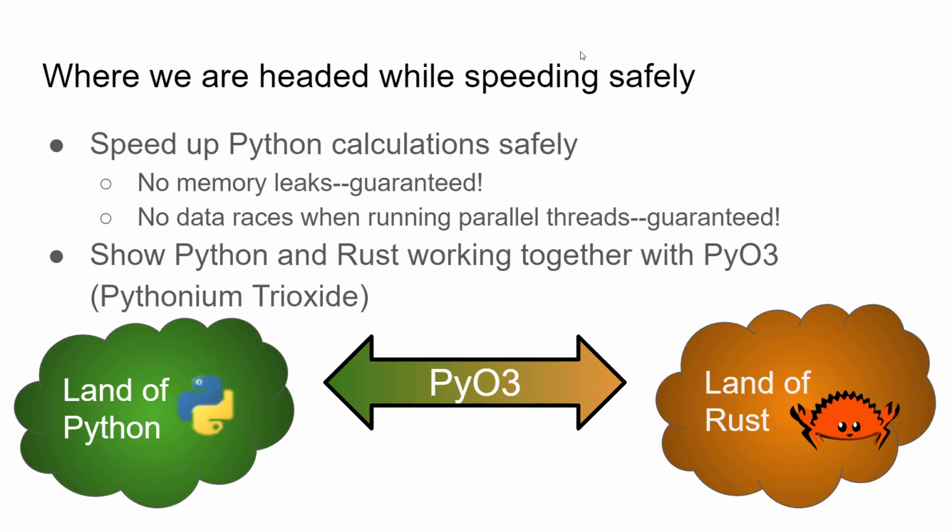So to enable this in an easy manner, people developed Pyo3, and this library, it's short for Pythonium trioxide, which is like an ode to Rust's chemical formula. But a fun fact, Rust isn't named after the rusting metal. It's actually named after the fungus rust, which attacks crops.